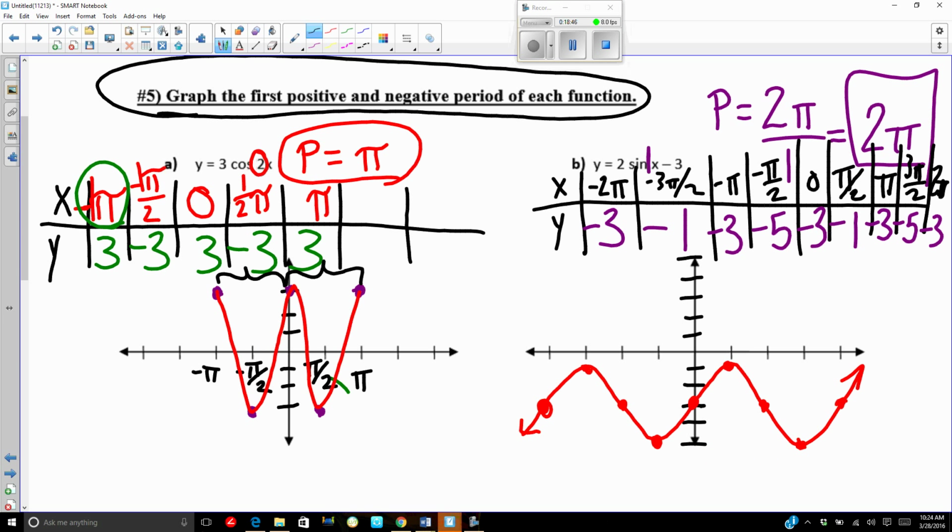All right, so those should be your values for this one. This is a sine function, so that's why it's not symmetric about the y-axis. It's symmetric about the origin. But again, you should notice the first positive period occurs right there, and the first negative period of the function occurs right there.